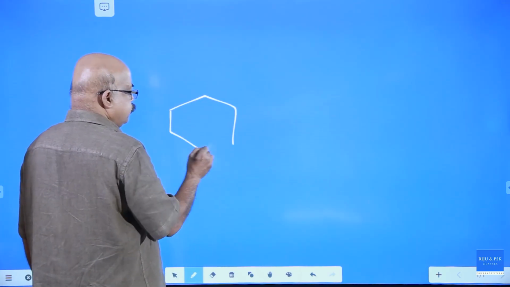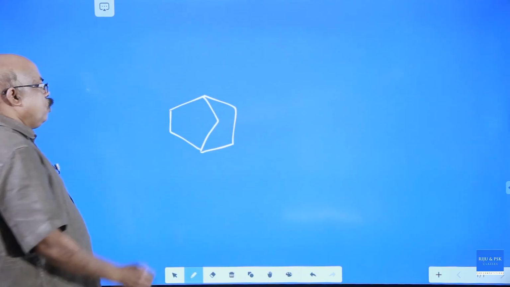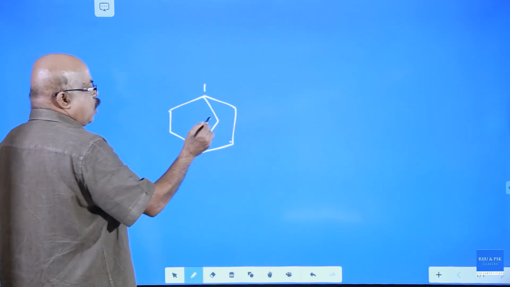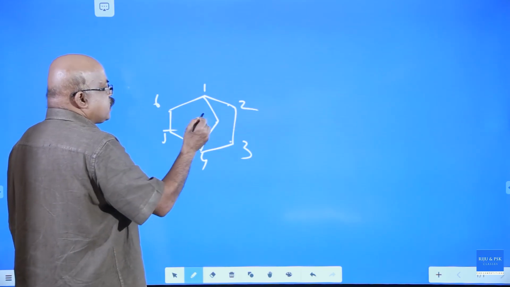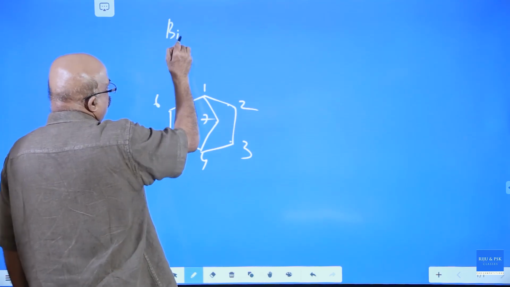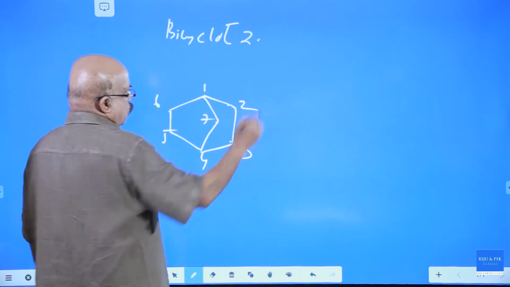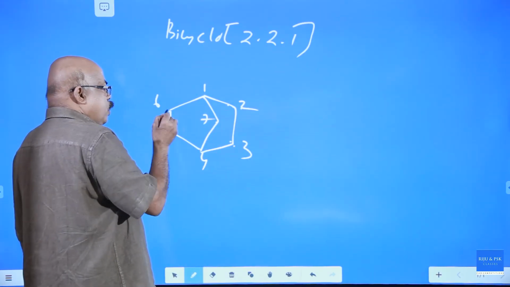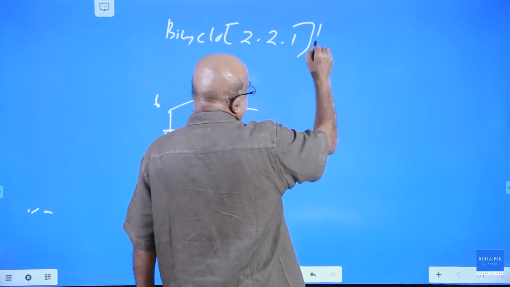Next one. Bicyclo bridges: 2 carbon bridge, 2 carbon bridge, 1 carbon bridge, 1, 2, 3, 4, 5, 6, 7. So what is the name? It is bicyclo, 2 carbon bridge, 2 carbon bridge, 1 carbon bridge. Bicyclo 221. Total carbon 7, heptane.